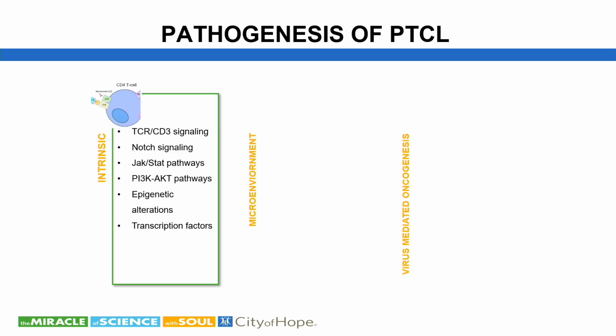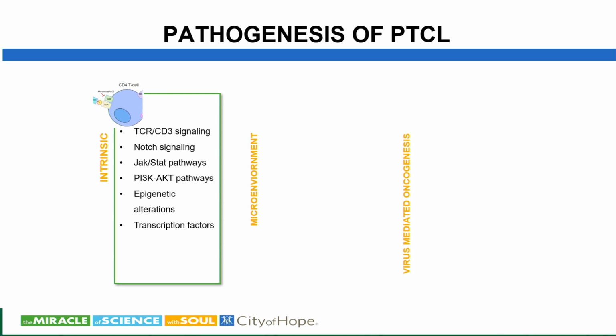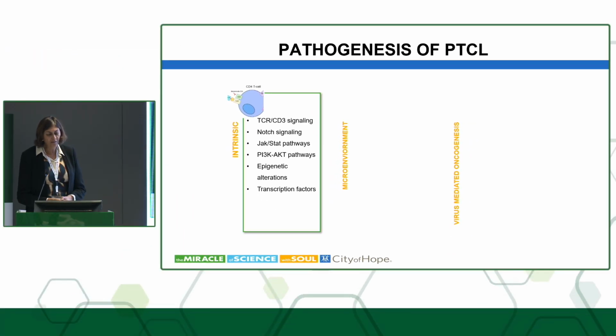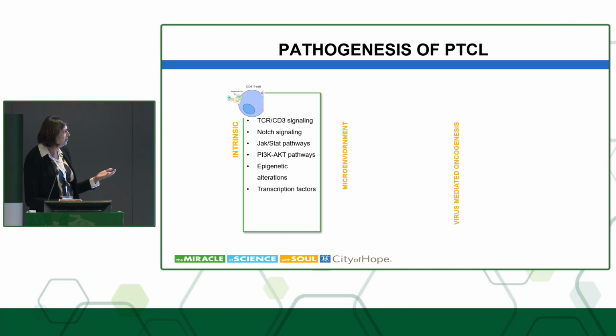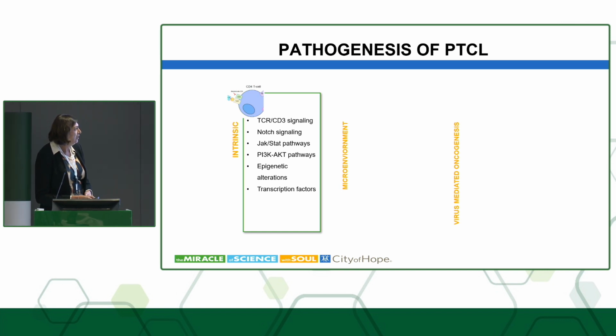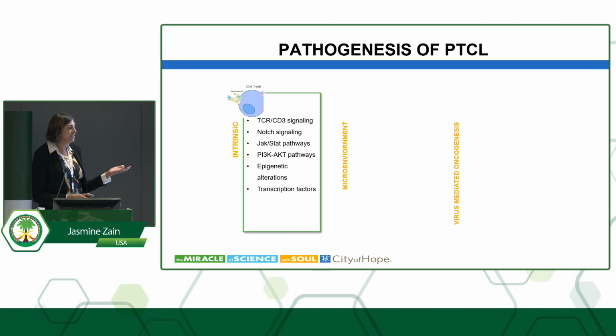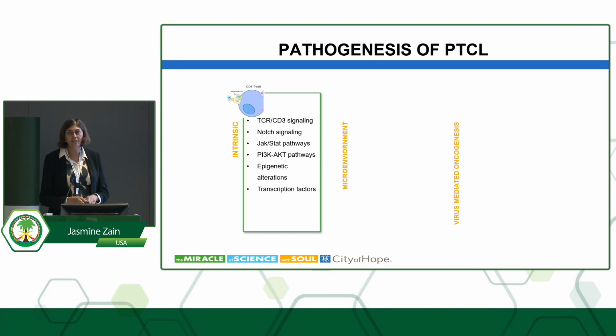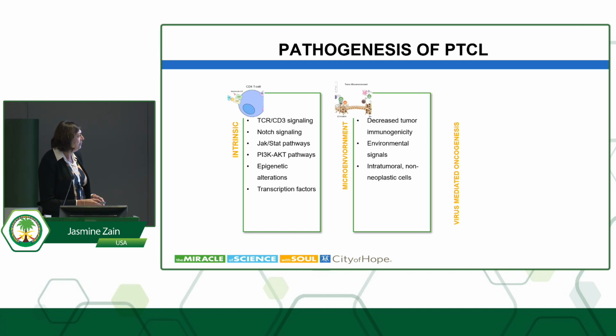So if you look at the pathogenesis of T-cell lymphoma, if you try to figure out how to treat something, I think it's important to figure out where it comes from. It can be divided into three categories. There are some intrinsic factors that get dysregulated. Obviously, the TCR signaling pathways get dysregulated, and particularly in T-cell lymphomas, I think there is a big dysfunction in the epigenetic mechanisms.